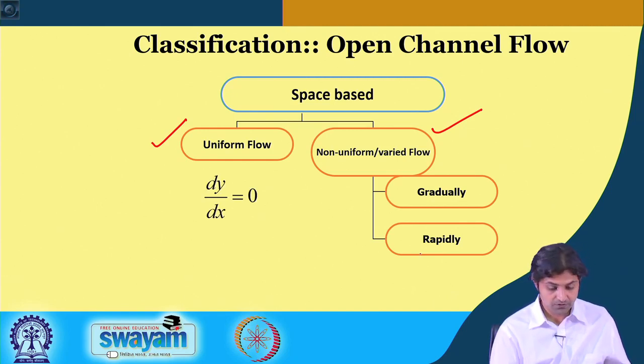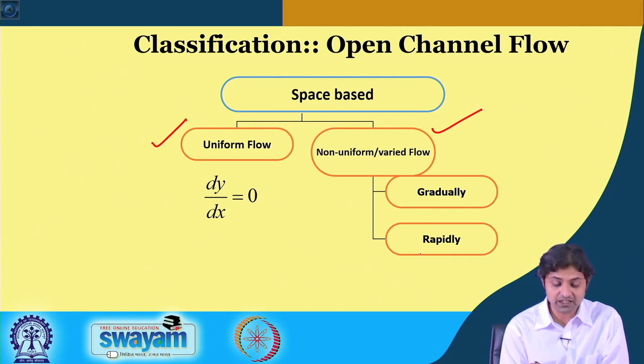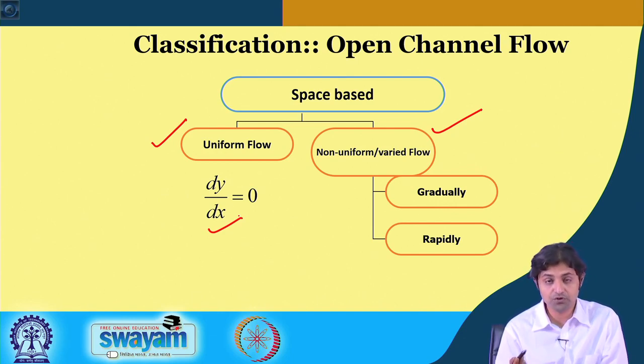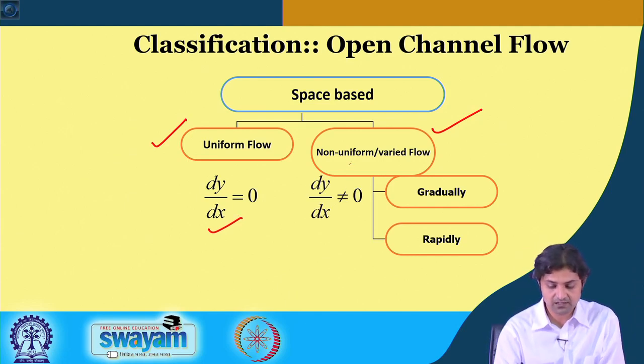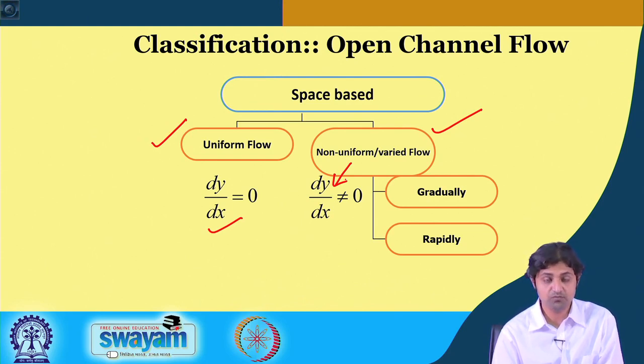For uniform flow, the rate of change of depth with respect to the x axis will be 0. So, dy/dx is going to be 0 for uniform flow. For non-uniform or varied flow, it is very easy to imagine: when dy/dx is not equal to 0, it is non-uniform or varied flow, as written here. Very simple definition: dy/dx equal to 0 means uniform flow, dy/dx not equal to 0 indicates non-uniform or varied flow.